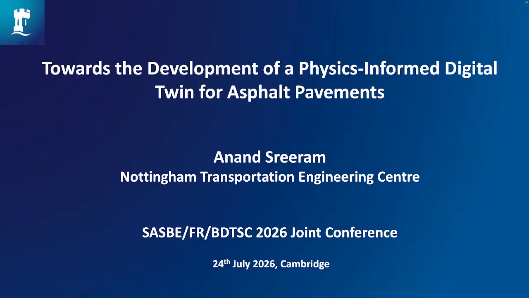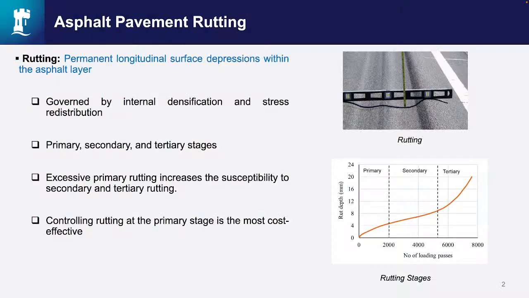This presentation is some of the work that my PhD student is working on. It's to do with the development of physics-informed digital twins for asphalt pavement. I think most of you are already aware of most of the defects in roads. The primary defect that we are looking at the moment is rutting. Rutting is basically the longitudinal surface depression within the asphalt layer.